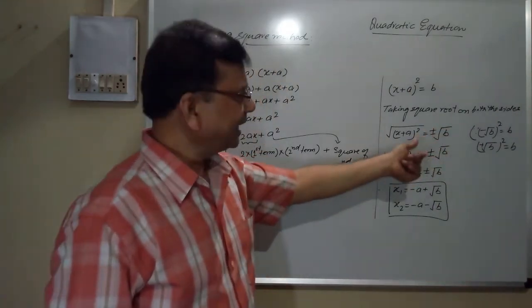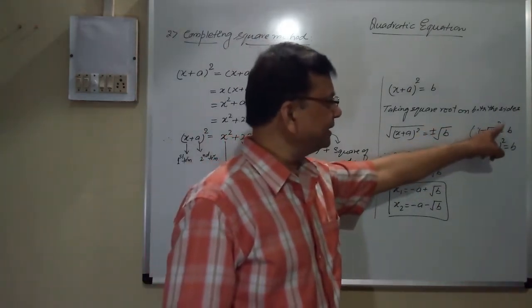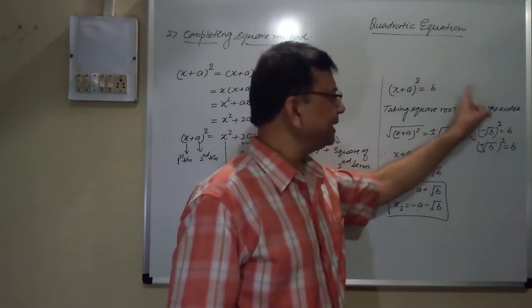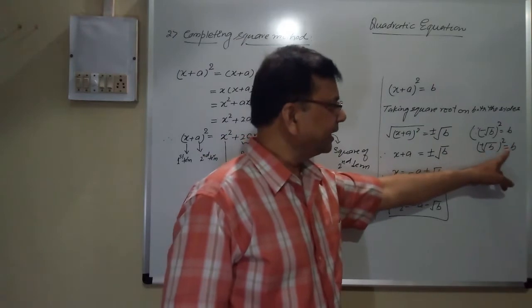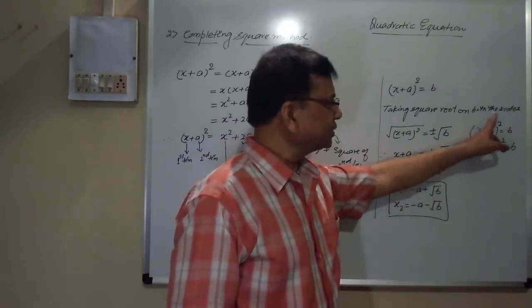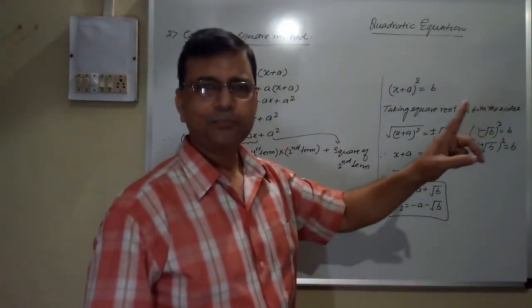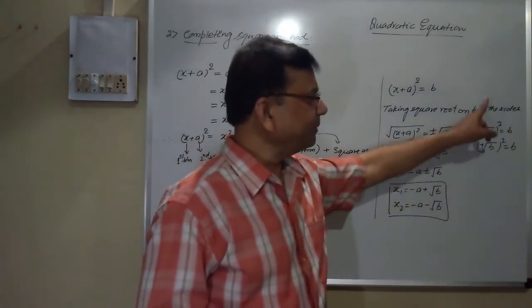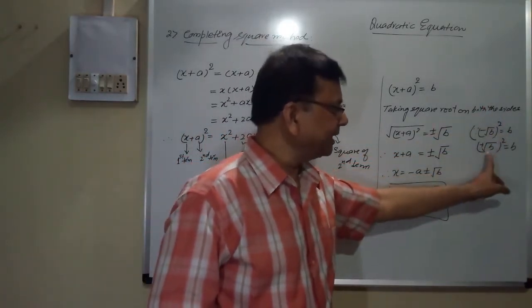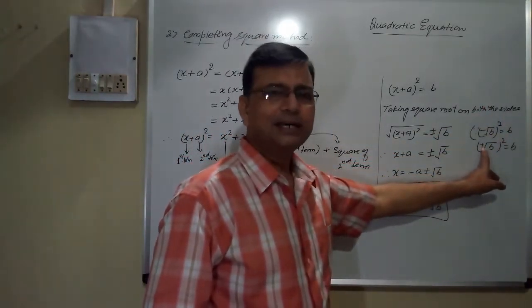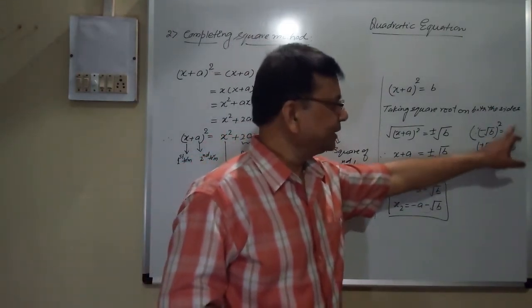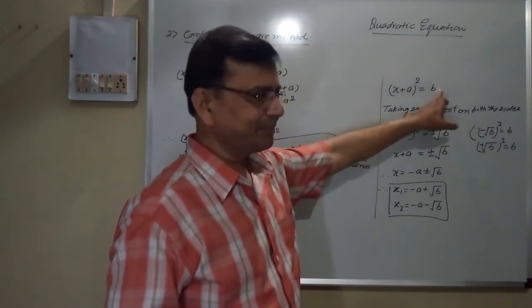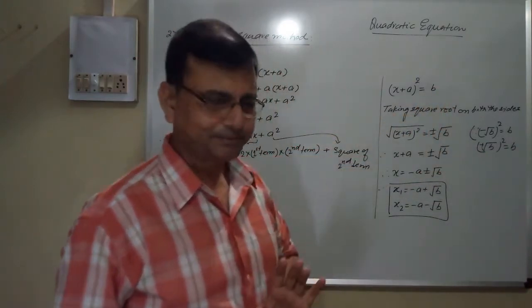Why plus minus? If you are taking minus, under root b whole square, you are getting b. If you are taking plus, under root b square, minus square means minus into minus, that is plus, and under root b square is b. Similarly, since plus square is plus only, under root b square is b. So in both the cases we are getting the same thing. That is why we write plus minus.